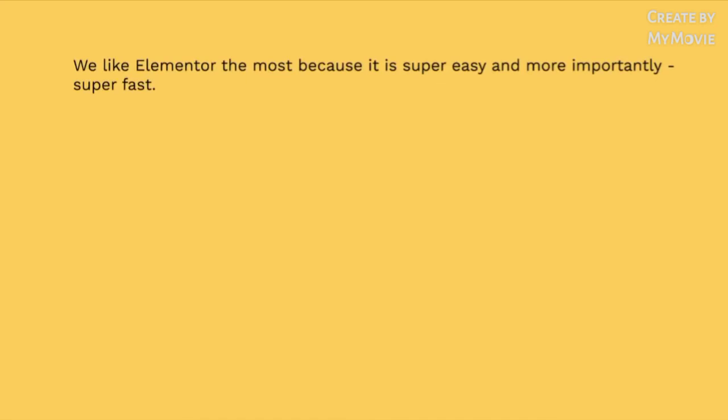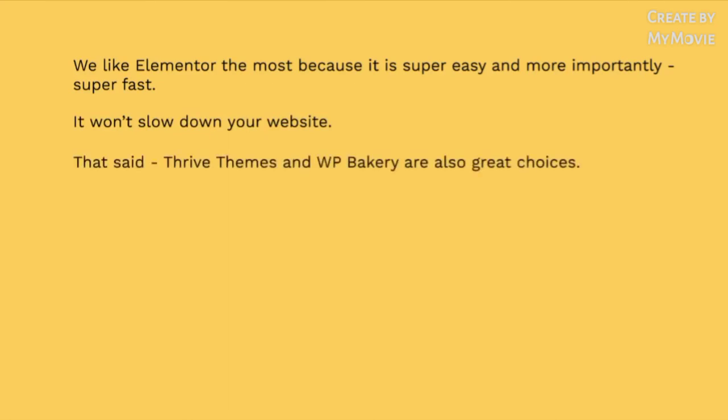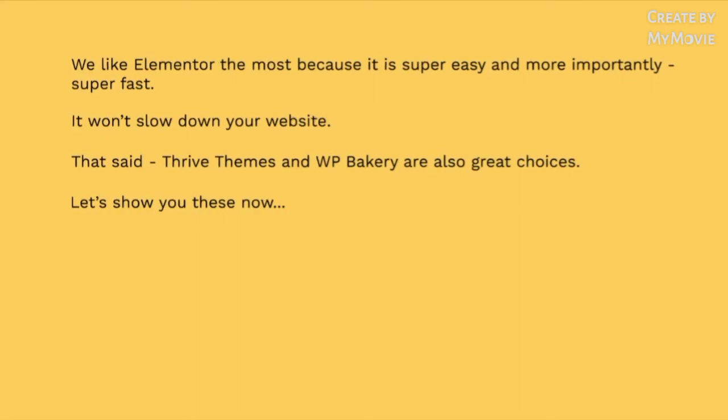One thing to note is that as you begin to add more plugins to your WordPress site, it will actually slow things down. When we've tested things, we found that Elementor has a lot of features, but it doesn't have a lot of coding. So it runs really, really fast and it won't slow your website down. So with that said, like I said, Thrive Themes and WP Bakery are really, really good choices. Let's go ahead and hop on over to those websites and show you these in action.